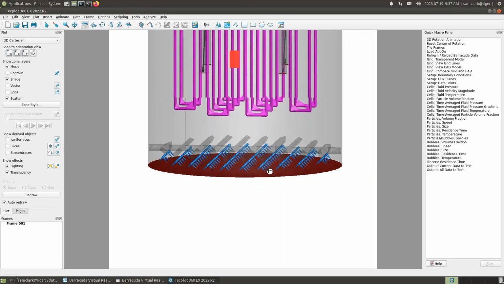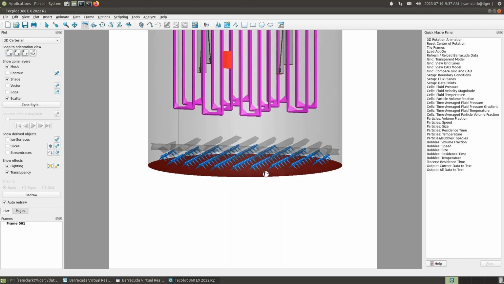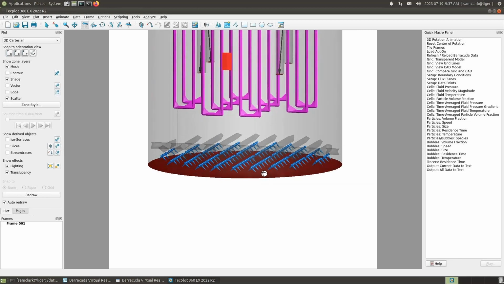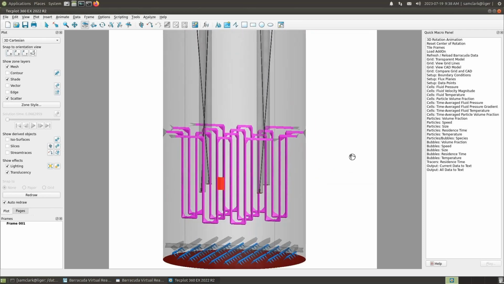And so this is a pretty common practice for people who use Barracuda as well. A lot of times you have large gas spargers that have many, many nozzles. And so this boundary condition is really great for modeling those types of things.